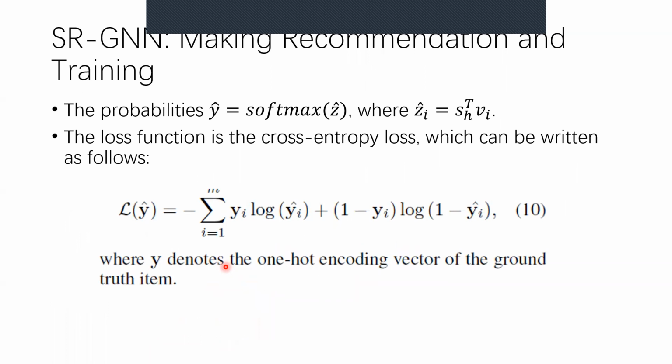And once they have the session embedding, they just do the inner product with the item embedding to get a score and do the softmax to turn the scores into probabilities. And once they have the probabilities, they use the cross entropy loss to do optimization.